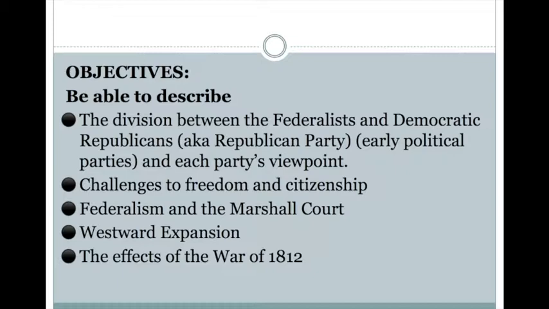Be able to describe challenges to freedom and citizenship, federalism and the Marshall Court, westward expansion, and the effects of the War of 1812.